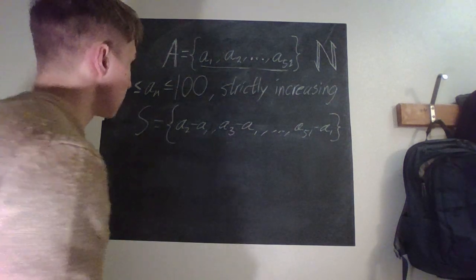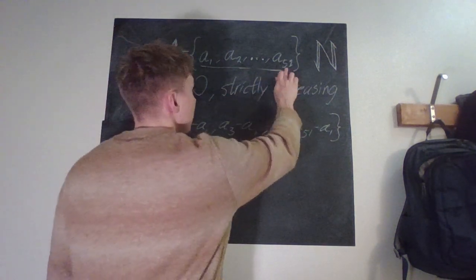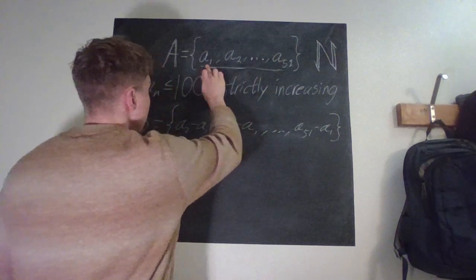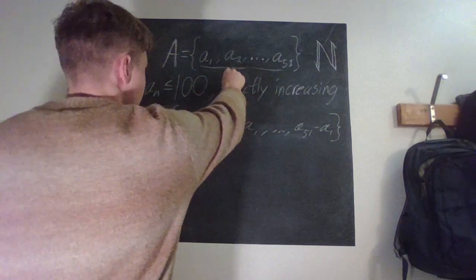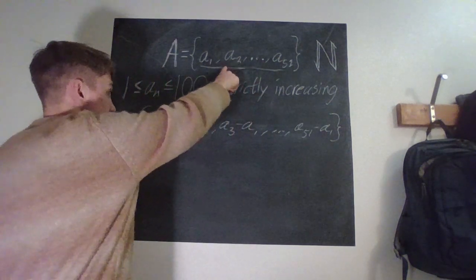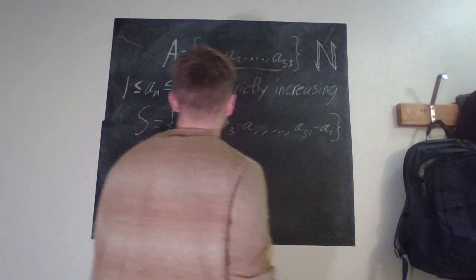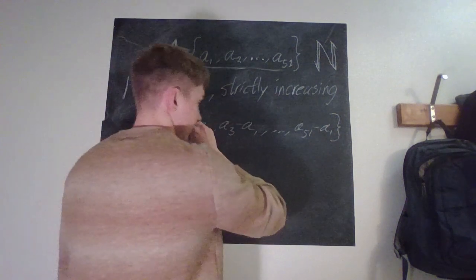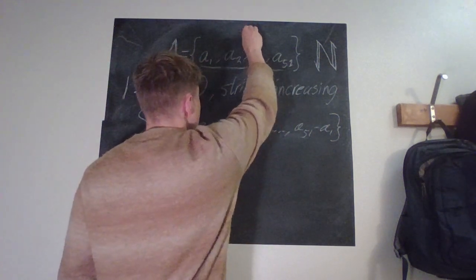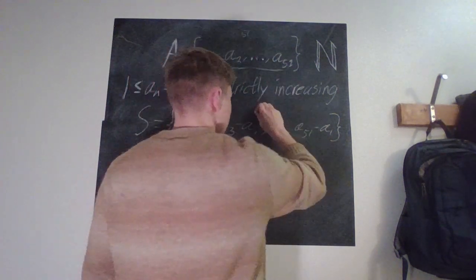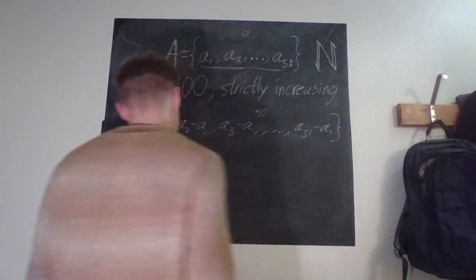And now we must note, as we did previously, that all of these are different. All the elements in this list are different, and all of these are also different. And this list contains 51 elements. This list contains 50 elements.